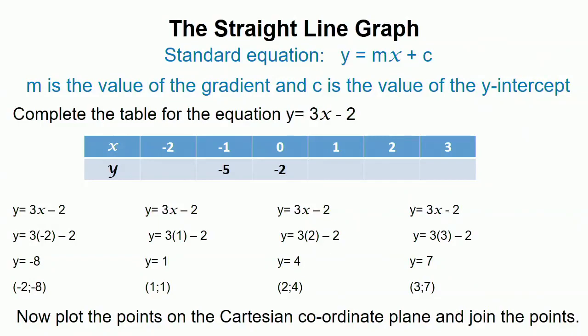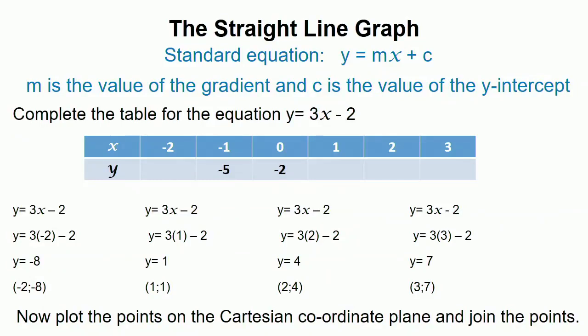Now if you have y is mx plus c, there's an example, y is 3x minus 2. To complete your table, you substitute the x into the place of x, like I show you there. y equals 3 bracket minus 2. What goes in the bracket? The minus 2, which is in the table there. And the next one, the 1 goes in there. And the last one, the 3 goes in there. And you work that out so you get the y.